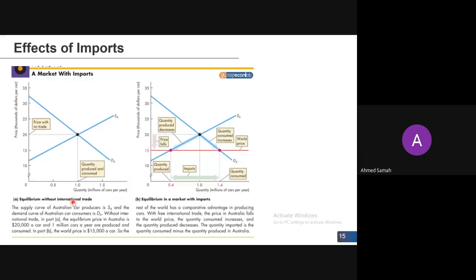Then let's say the world price is lower than this, at $15,000 per car. In that case, the rest of the world has a competitive advantage in producing cars because they can produce at a lower cost than Australia. So if we go for free international trade, there will be imports coming into the country.